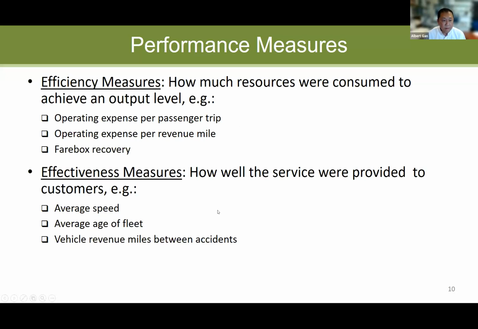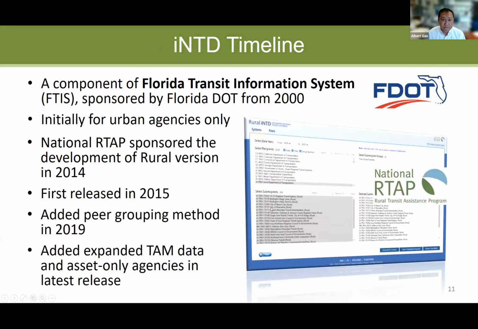We also have a set of effectiveness measures, and in this case, we see how well our service has been provided to our customers. We include performance measures such as average speed, average age of fleet, and vehicle revenue miles between accidents. Of course, there are more variables. These are just some examples.